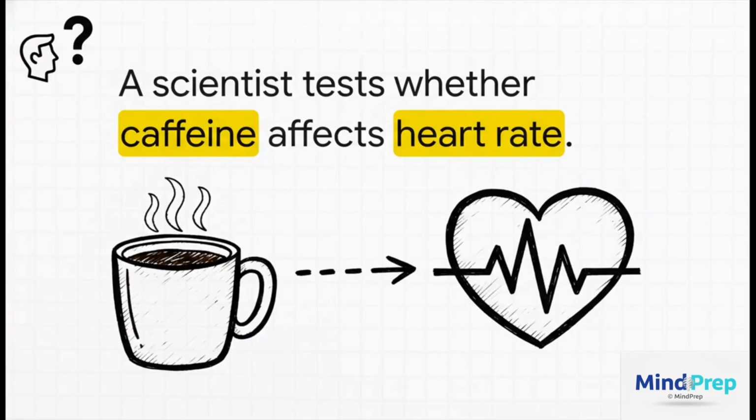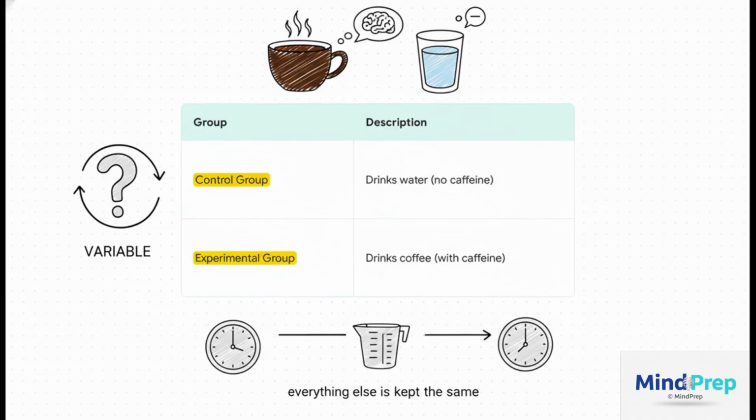So here's the scenario. A scientist wants to find out for sure if caffeine actually makes your heart beat faster. It's a simple question, right? But to get a real, reliable answer, you need that fair test we were talking about. Okay, so looking at this slide, let's use our 4 steps. What's the variable? Caffeine, of course. Who gets it? The experimental group, the ones drinking coffee.